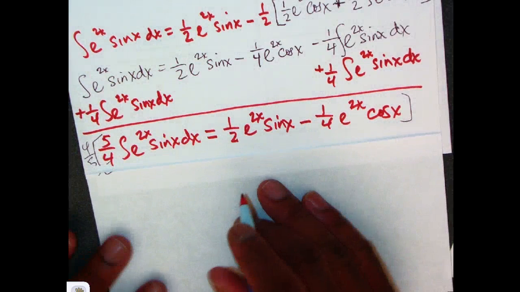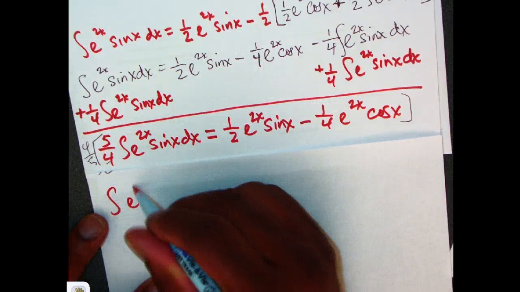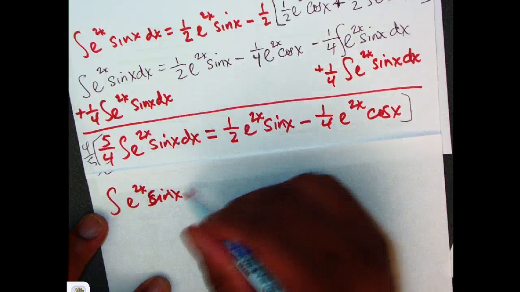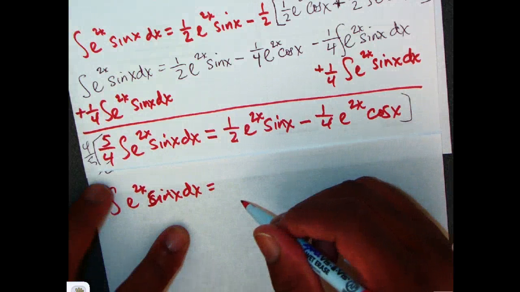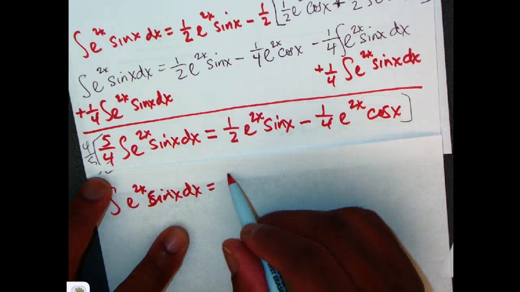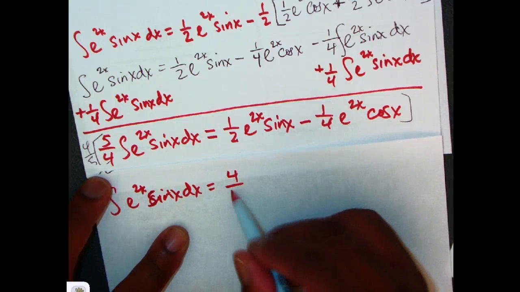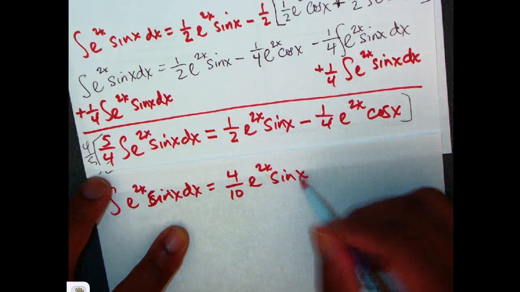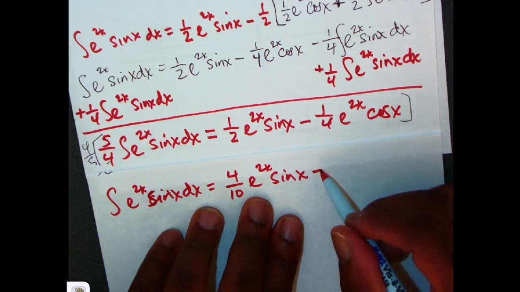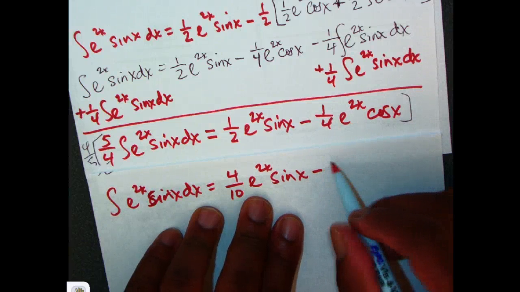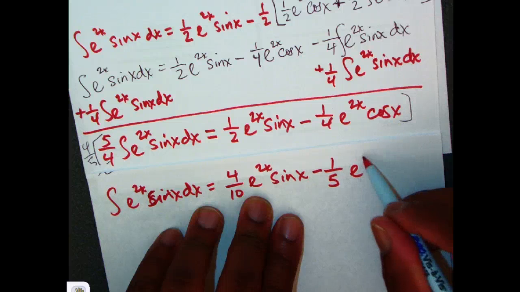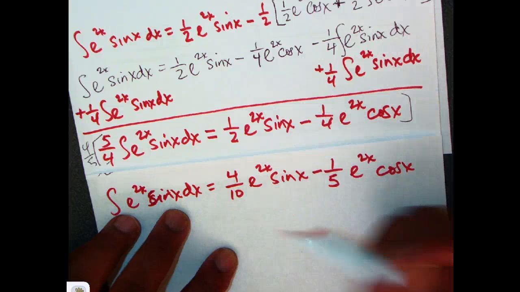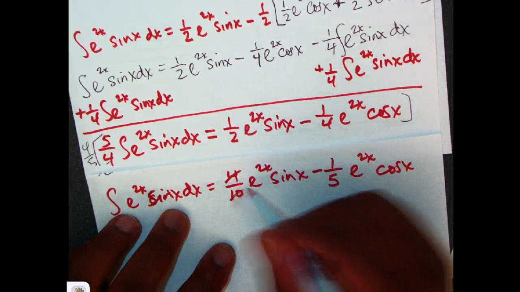and then our final answer will be the integral of e to the 2x sine of x dx is equal to 4/10 e to the 2x sine of x minus, let's see, 4/5 times 1/4 is 1/5 e to the 2x cosine of x. And actually this one right here, this 4/10, we can just rewrite as 2/5.